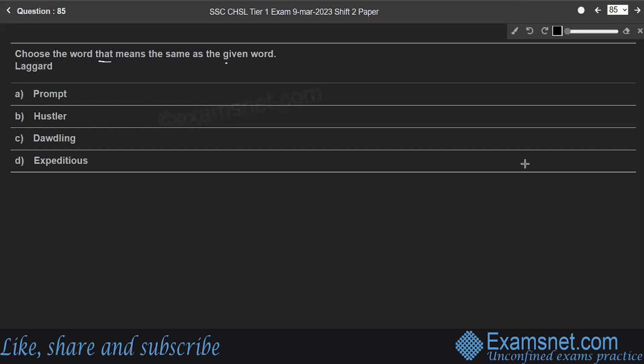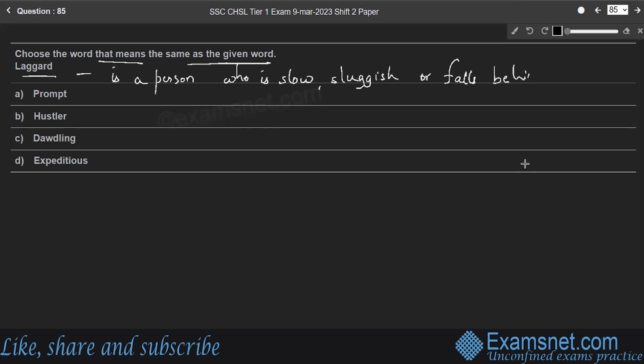Question 85. Choose the word that means the same as the given word, laggard. So, laggard means a person who is slow, sluggish, or falls behind in progress, work, or movement. So, laggard is a person who is slow, sluggish, or falls behind in progress, work, or movement, right? So, here the word dawdling means the same as the given word.